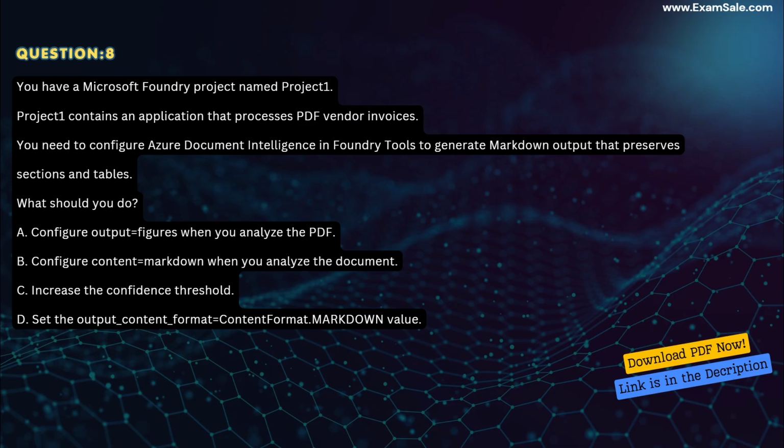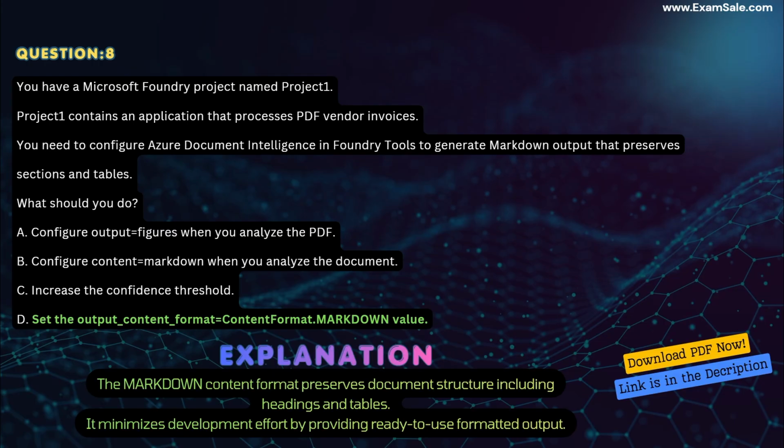Configure output equals figures when you analyze the PDF. B. Configure content equals Markdown when you analyze the document. C. Increase the confidence threshold. D. Set the output_content_format equals content format.markdown value. Correct answer: D. Set the output_content_format equals content format.markdown value. Explanation: the Markdown content format preserves document structure including headings and tables. It minimizes development effort by providing ready-to-use formatted output.